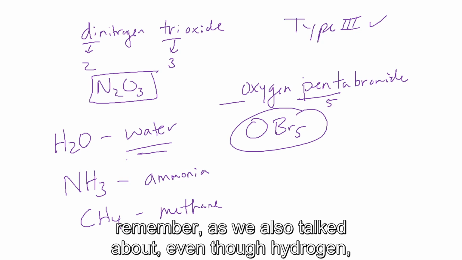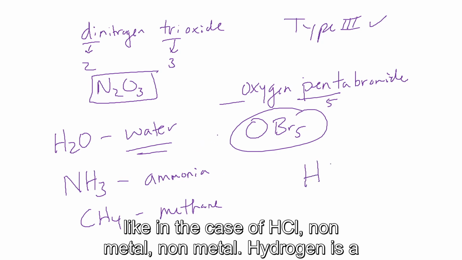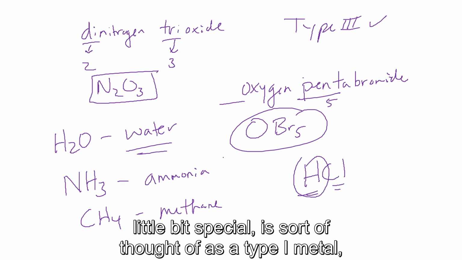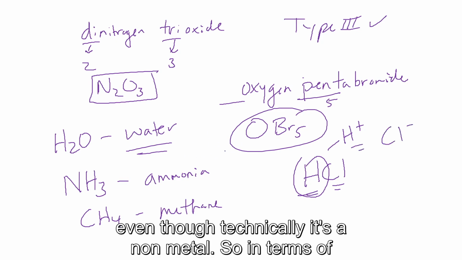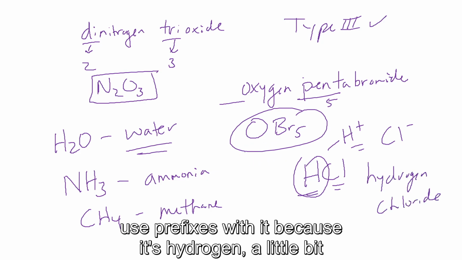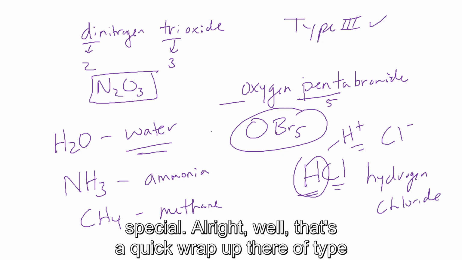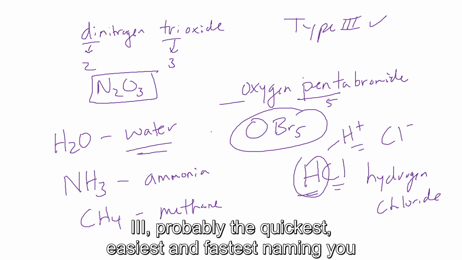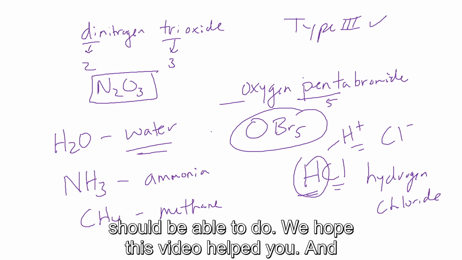And remember, as we also talked about, even though hydrogen, like in the case of HCl, non-metal, hydrogen is a little bit special. It's sort of thought of as a type 1 metal, even though technically it's a non-metal. So in terms of naming, again, we still call this hydrogen chloride. We don't use prefixes with it because hydrogen is a little bit special. All right, well, that's a quick wrap up there of type 3, probably the quickest, easiest, and fastest naming you should be able to do.